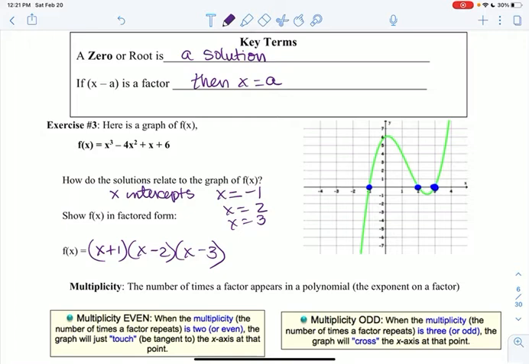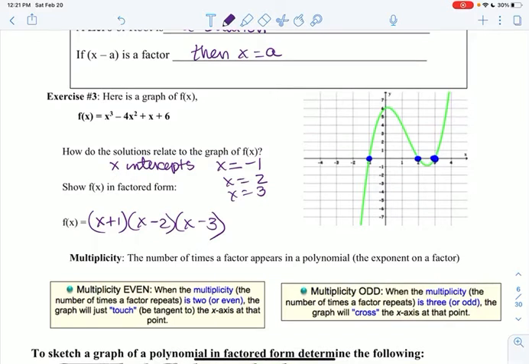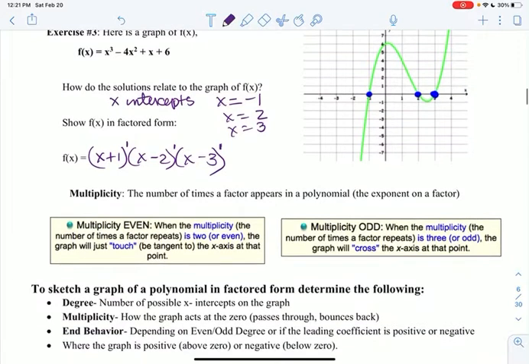Okay? Now I've got to introduce a new word to you: multiplicity. Multiplicity is the number of times a factor appears in a polynomial. It's the exponent on a factor. So basically, these factors, if there is no exponent, all have an exponent of 1. So that is an odd multiplicity. An even multiplicity is when the number of times a factor repeats is 2 or even.